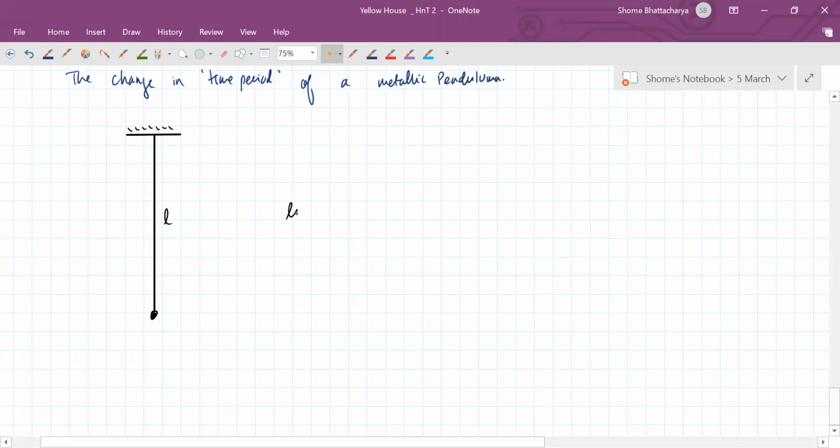we know that the time period for oscillation, as the pendulum oscillates, is definite and depends on two things, as you know: the acceleration due to gravity and the length of the pendulum. So the time period is given by the formula 2 pi under root L by g.